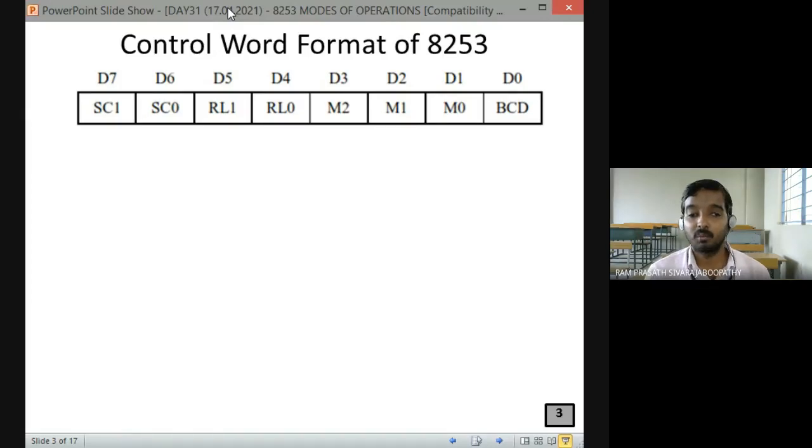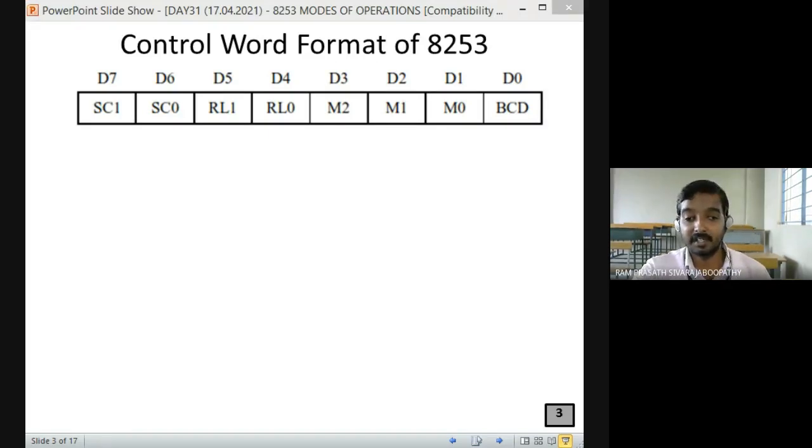See, we are having only 1 control word register, but 3 counters. Correct? Yes, very good. Which counter am I going to configure? So, SC1 and SC0 are used to select the counter. Fine. For the 8253 control word register, we have to write A1 A0. That means the address must end with 3.